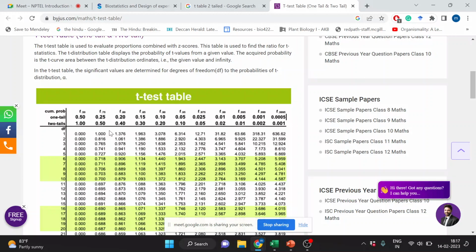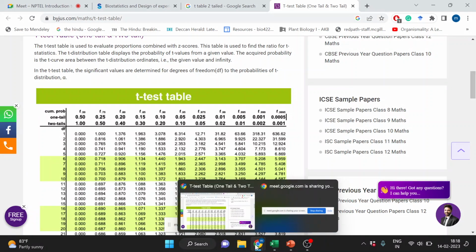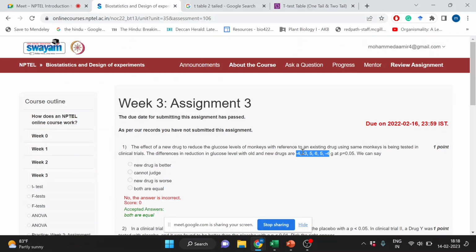Now for a two-tailed t-test at 0.05, how many degrees of freedom do we have here? We have 1, 2, 3, 4, 5, 6. Six values. So what are the degrees of freedom that we have here? n minus 1, which is 5. Can someone tell me what degrees of freedom is? Don't tell me the formula, tell me what you mean by it.